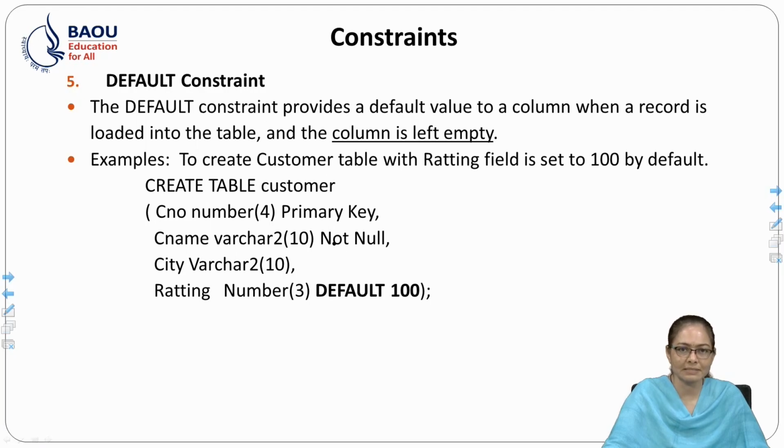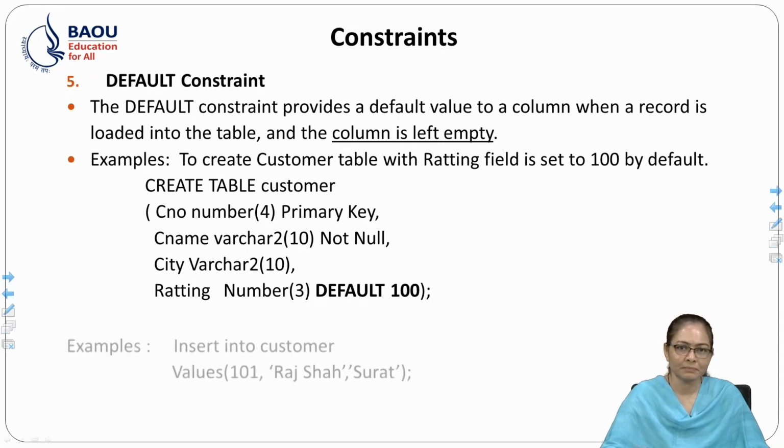Now the customer name, varchar2, size 10, not null, meaning the name is a compulsory field. Then city varchar2 10, comma rating, number, size 3. It is default 100. We declare the default constraint like this, default and then the value. Here when we insert a record, if we do not enter any value in the rating column, then it will store the value 100 in the rating column by default.